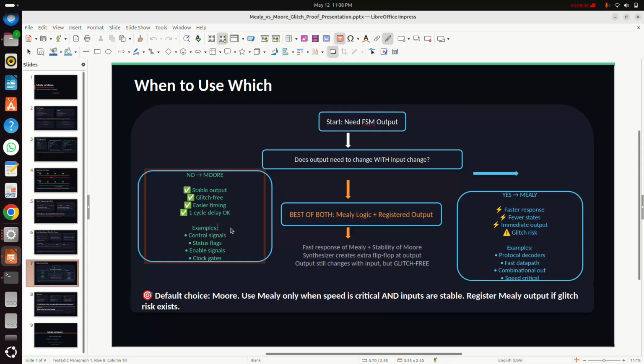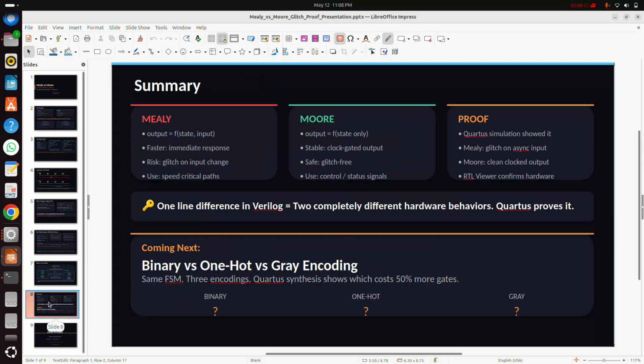And this is the best of both: Mealy logic plus registered output. It gives the faster response of Mealy plus the stability of Moore. The synthesizer creates an extra flip-flop at the output. This is one type of default choice.